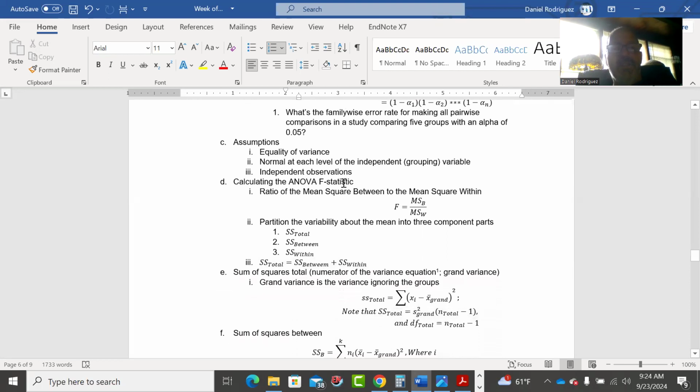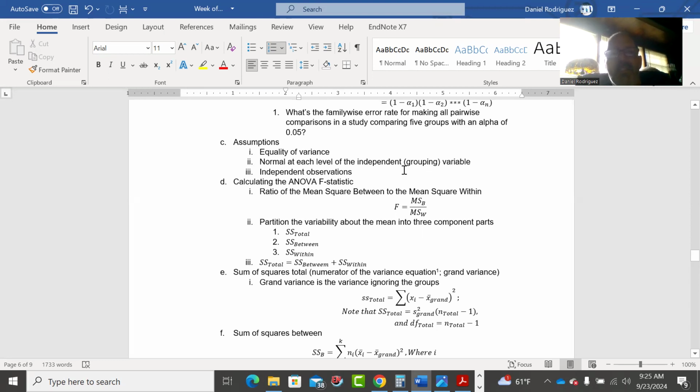All right, so there are some assumptions for ANOVA. And the assumptions are that we have equality of variance. So that's an assumption, just like we had for the t-test, but I said we skirted that issue because we use a different equation, but here we're not going to skirt that issue.